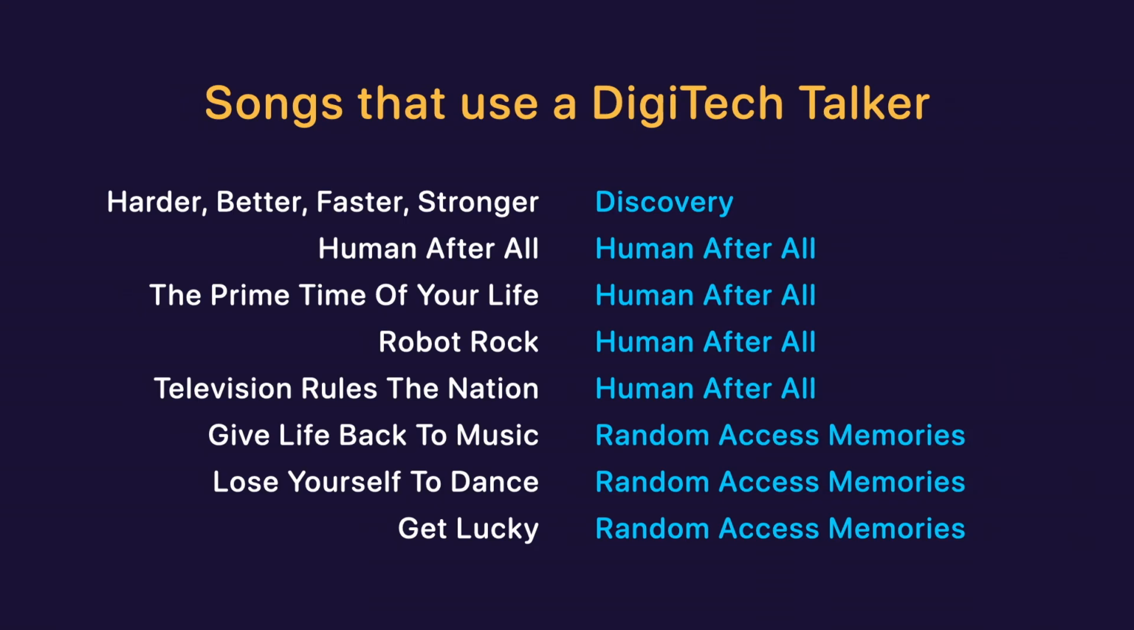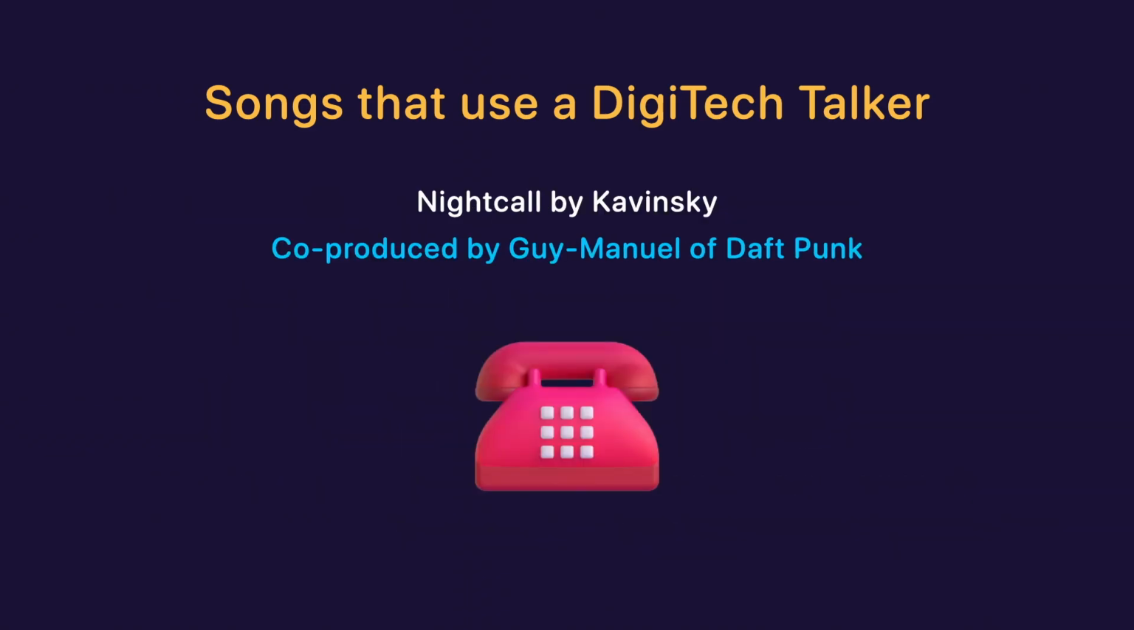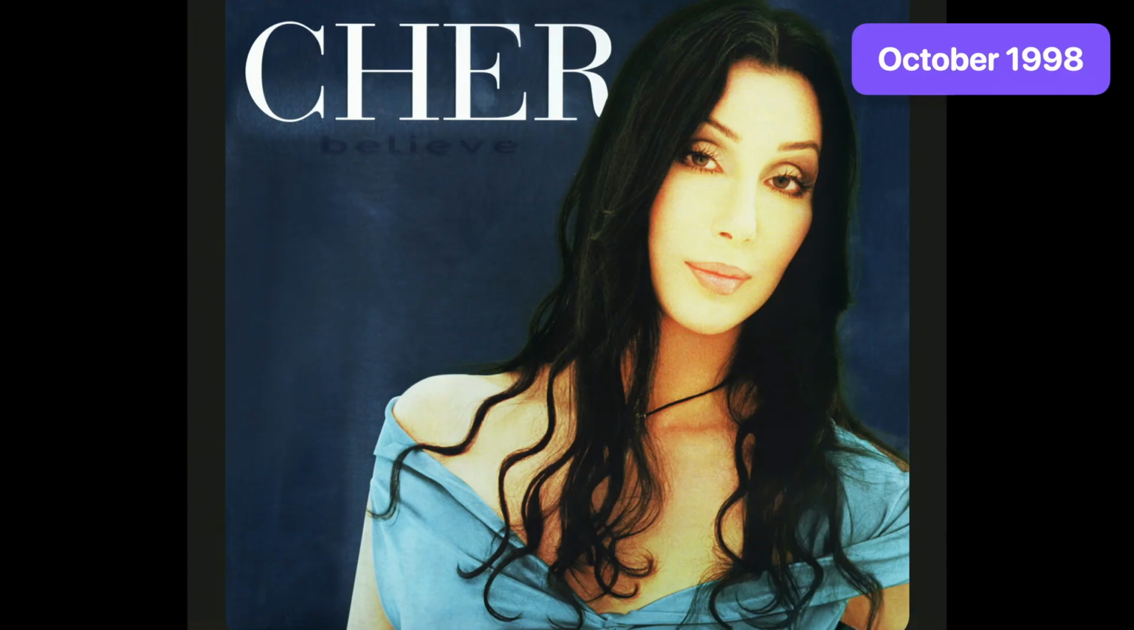Here's all the songs. These are just guesses. These are my guesses. Here's all the songs I think that use the DigiTech Talker from Daft Punk's catalog, as well as Night Call by Kavinsky, because that was co-produced by Guy Manuel of Daft Punk. I don't know if you know, that song was in the Olympic Games recently. I think that's why it sort of blew up, even though it's an older song.